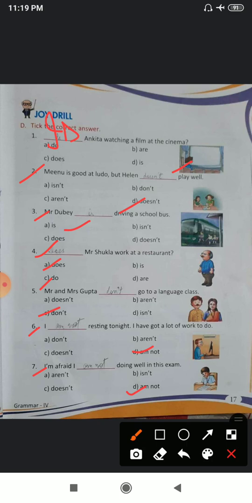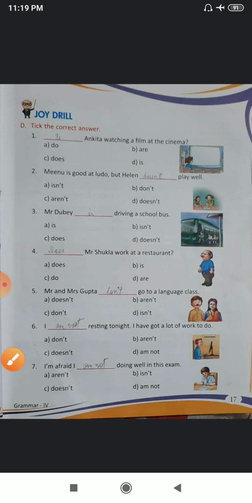Okay, students, I hope you all have understood the chapter very well. Now in homework, you have to go through the video one more time and practice the chapter, and please keep learning.